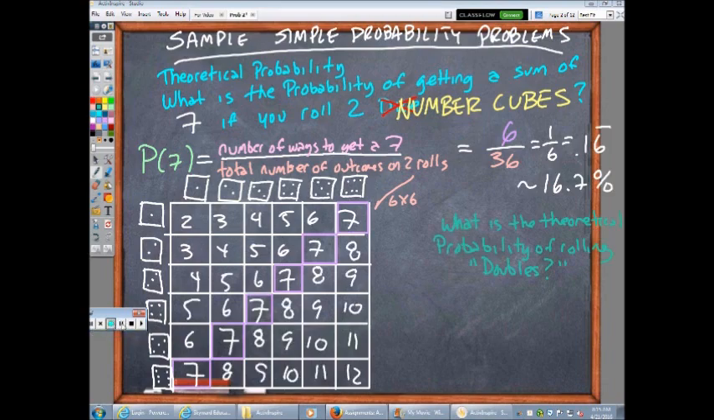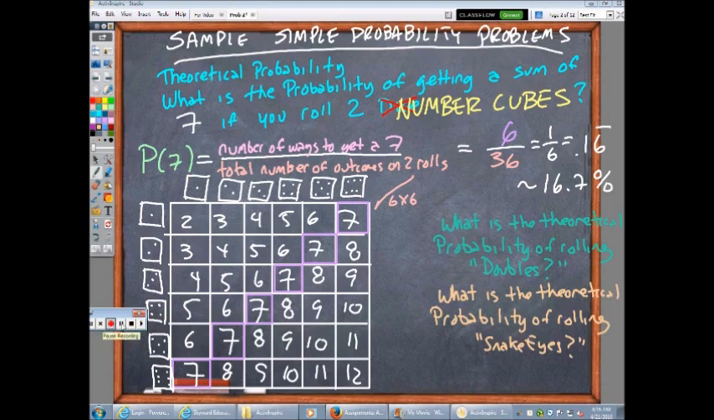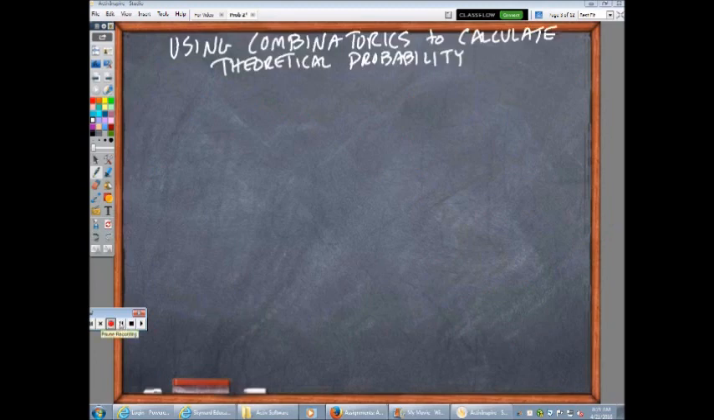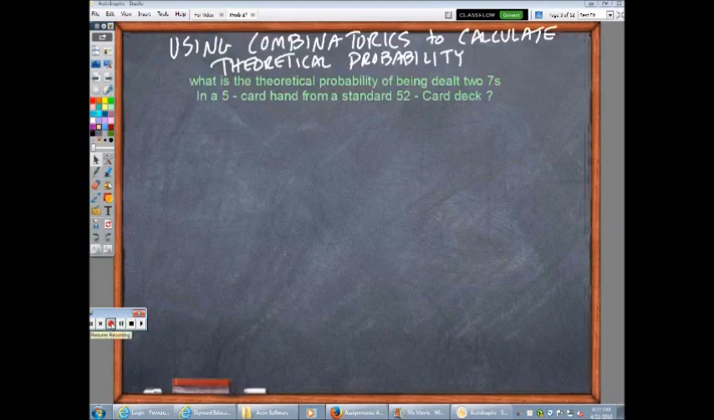So we can also use this table to figure the theoretical probability of rolling doubles, or perhaps the probability of rolling snake eyes, which is 2, 1. Other games of chance might require us to use combinatorics. For instance, what's the probability of getting 2 7s in a 5-card hand?